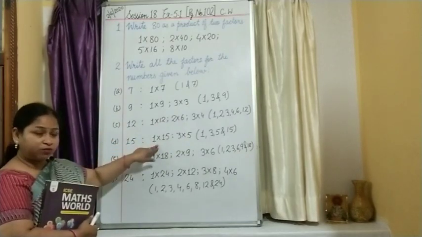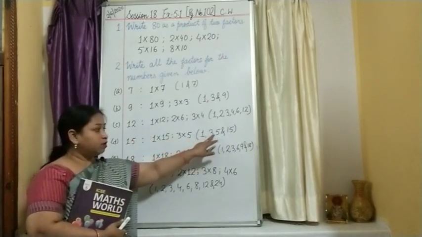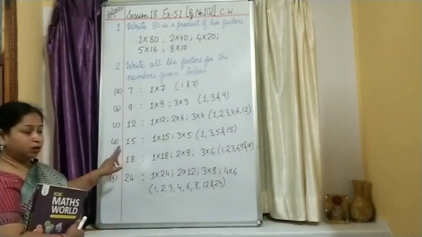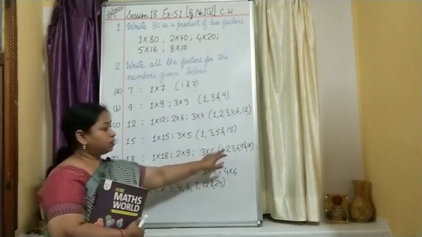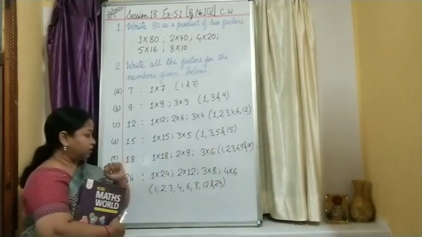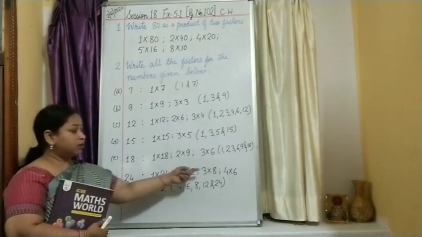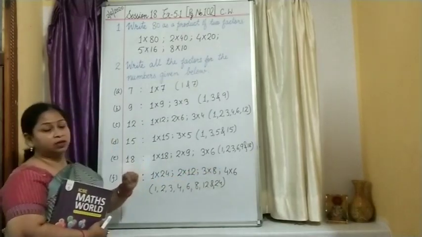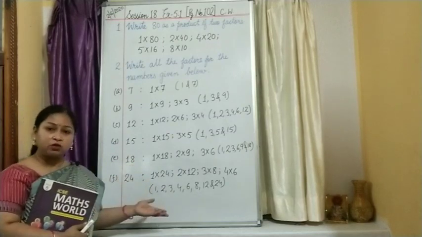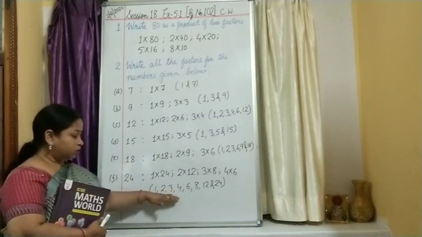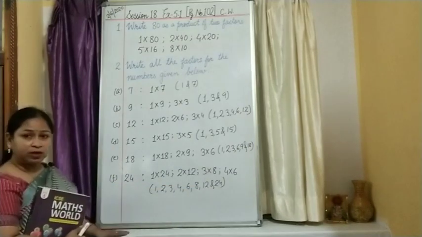15, 1 multiplied by 15 and 3 multiplied by 5 will give us 15. So what are the factors? 1, 3, 5 and 15. 18, 1 into 18, 2 into 9, 3 into 6. So what are the factors? 1, 2, 3, 6, 9 and 18. And similarly for 24, 1 multiplied by 24, 2 multiplied by 12, 3 multiplied by 8, 4 multiplied by 6, they will give the product as 24. So what are the factors of 24? 1, 2, 3, 4, 6, 8, 12 and 24. Understood? Both the questions are easy, right?